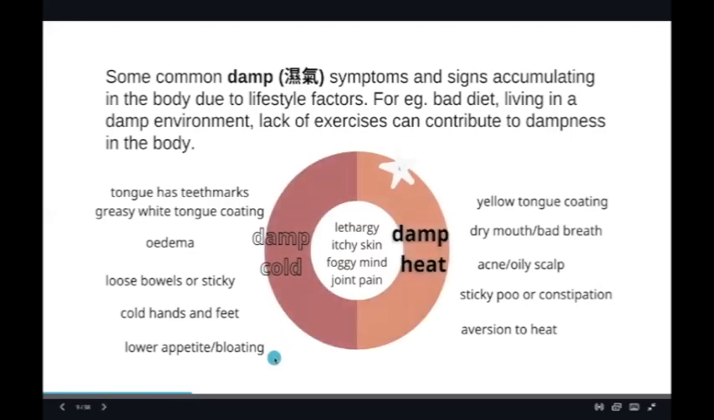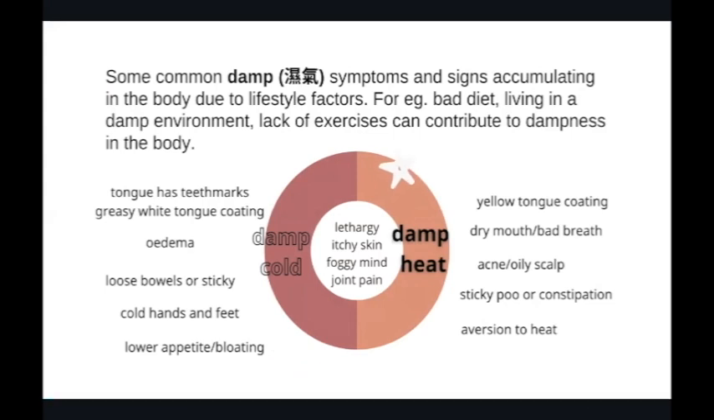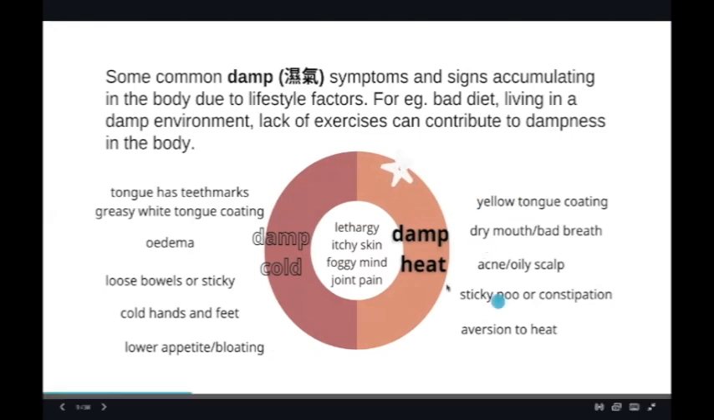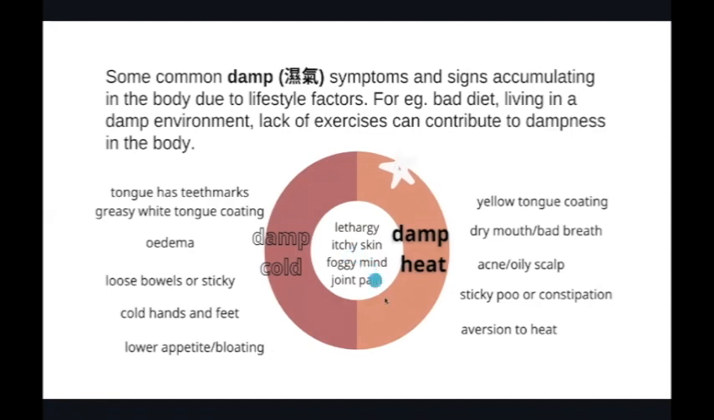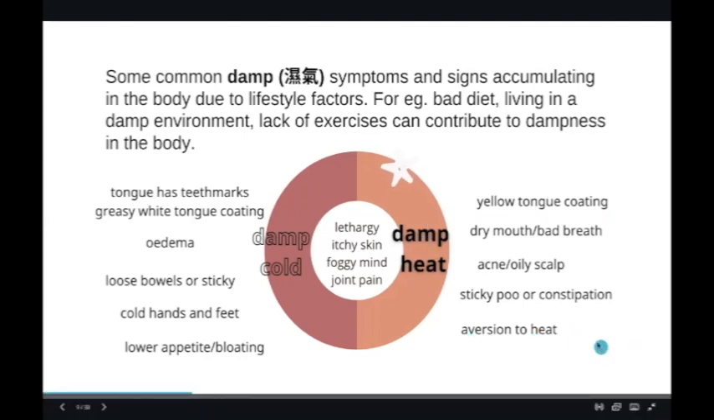So we had this slide last time as well, but just to recap, we are still having a lot of damp in this period. If you happen to have these symptoms and signs, lethargic, itchy skin, foggy mind, joint or muscular pain, and if you poke your tongue out and you see a little bit of yellow tongue coating, or you have a dry mouth or bad breath, it can indicate a damp heat pattern. Last month, we were focusing more on the damp cold, but now we are entering into more of a damp heat environment.